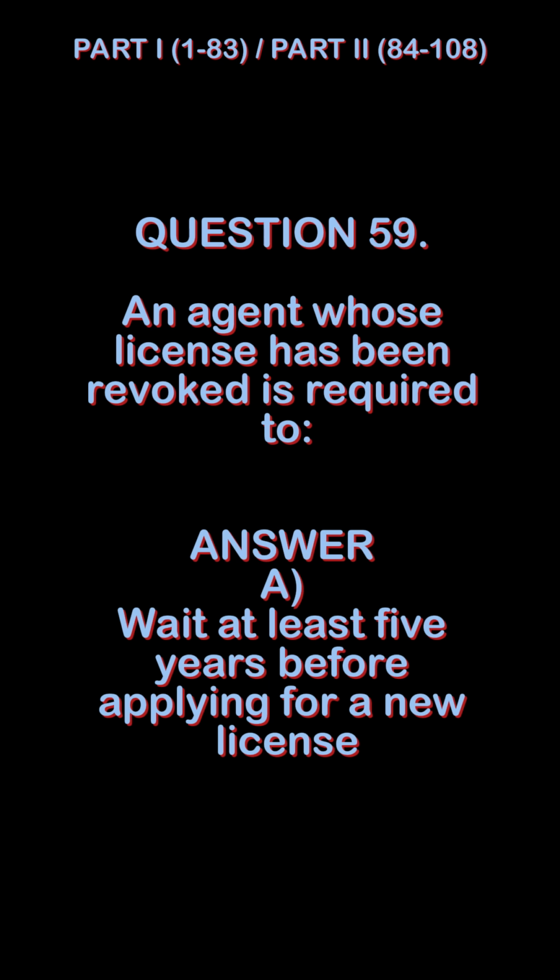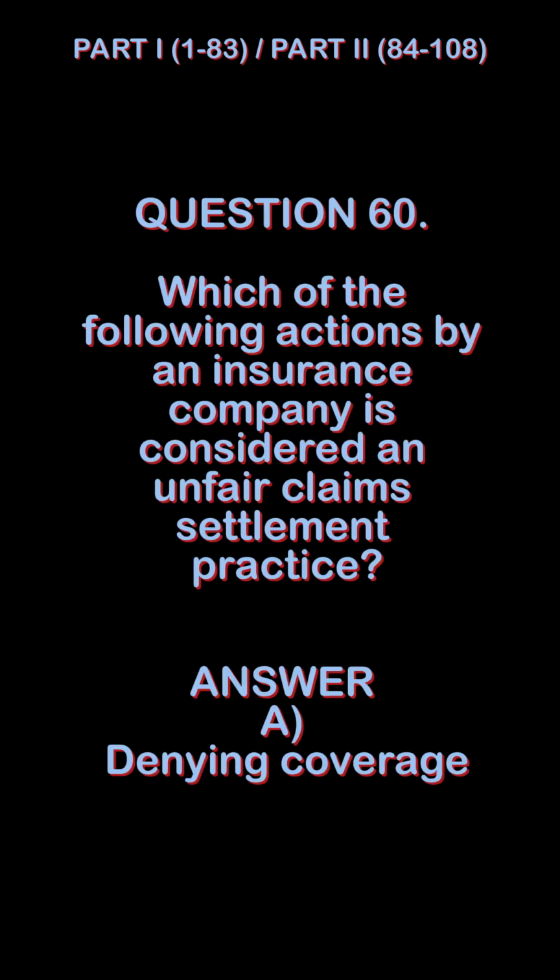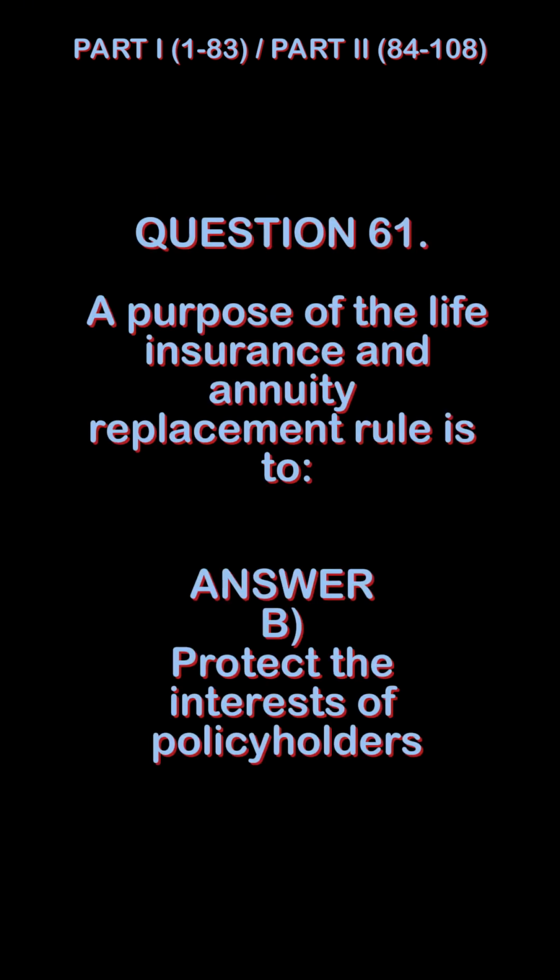Question 59. An agent whose license has been revoked is required to. Answer A. Wait at least 5 years before applying for a new license. Question 60. Which of the following actions by an insurance company is considered an unfair claim settlement practice? Answer A. Denying coverage. Question 61. A purpose of the life insurance and annuity replacement rule is to. Answer B. Protect the interests of policyholders.